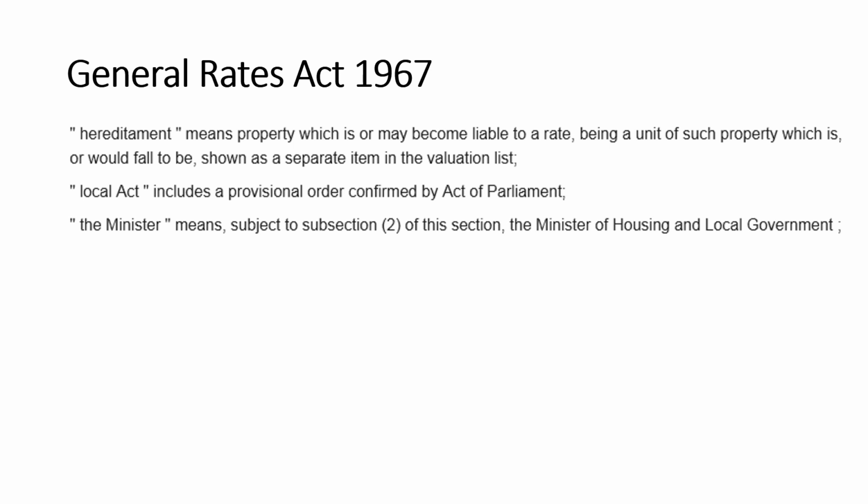Hereditament means property which is or may become liable to a rate, being used for such property which is or would fall under, shown as a separate item in the valuation list. The valuation list, again, is, I think, five separate bands where they rate your property under certain taxable rates based on where you live. And then the local act includes provisions confirmed by an act of Parliament. Well, none of the acts have gone through Parliament and been passed by the Crown, because that ceased to happen many years ago. It says the minister means, subsection 2, Minister of Housing and Local Government. So again, we have a name now we can go after.